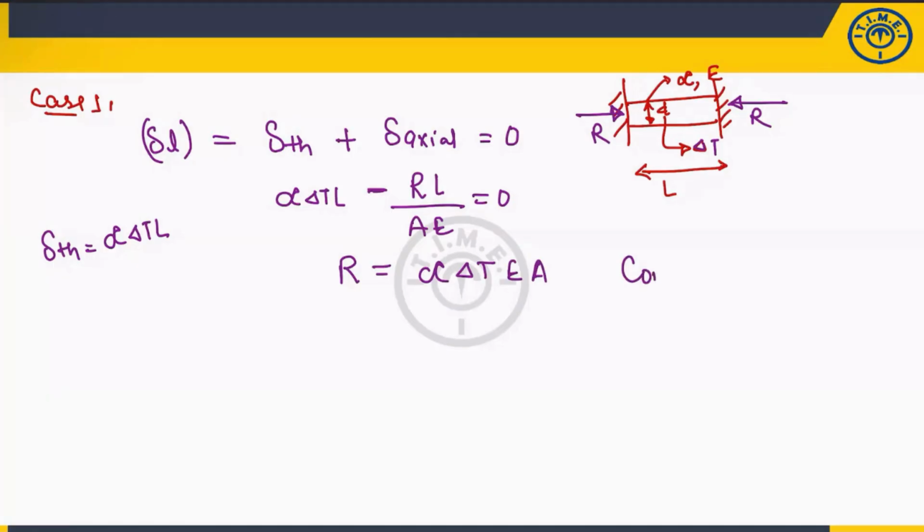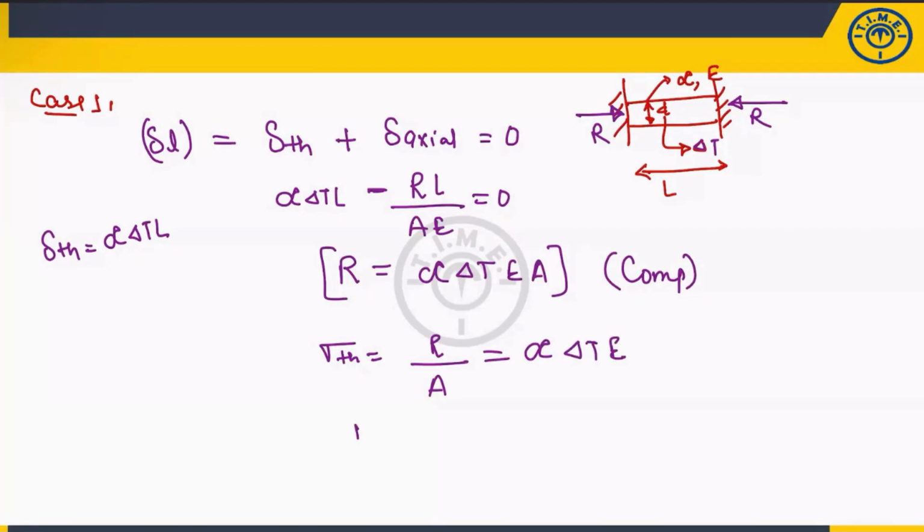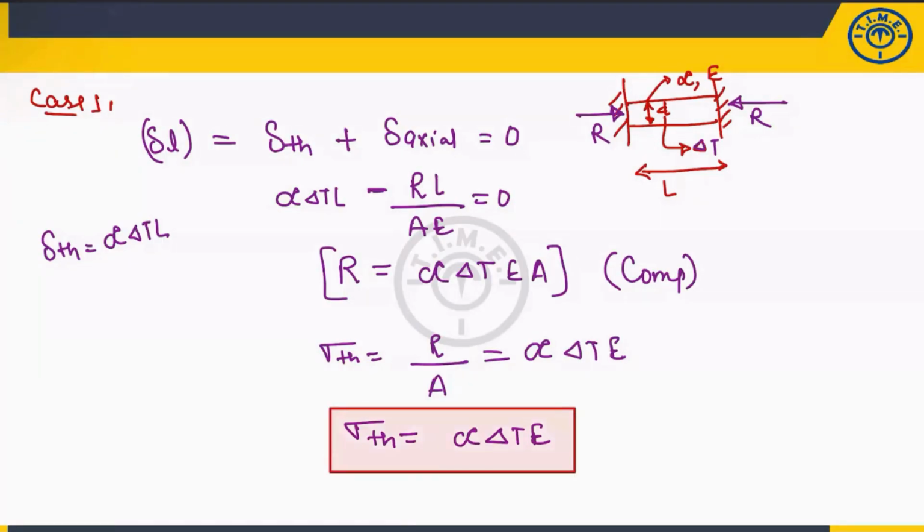This is the reaction which is coming out to be compressive. Okay. Now, if I want to calculate the stress, stress is nothing but the resisting force, that is R reaction divided by area. So alpha delta T into E is nothing but the thermal stress. Very, very important relation. Okay. I can write simply this relation and directly jump to the formula. But I thought it's better to recap. Otherwise, you will ask, sir, I didn't understand.